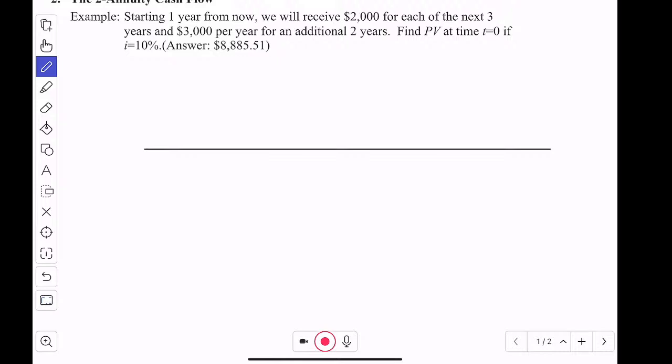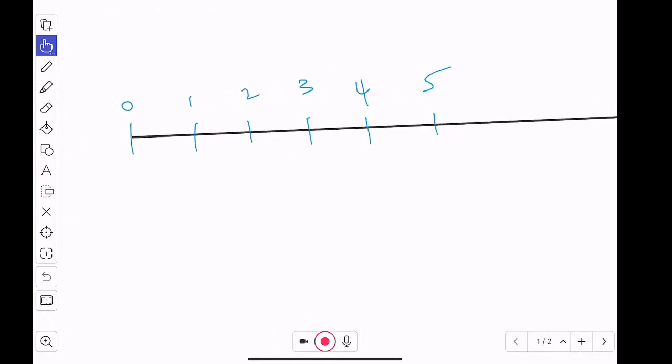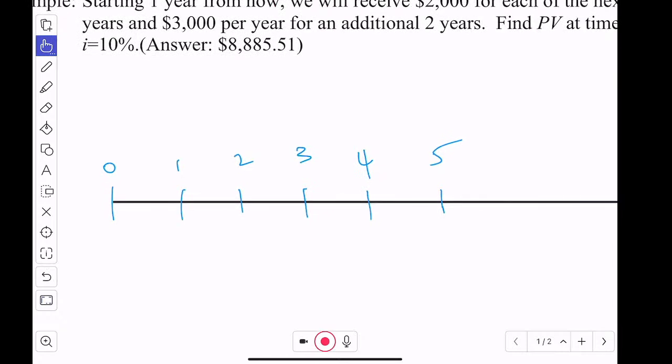All right, so I am going to receive $2,000 for each of the next 3 years. Okay, so 0, 1, 2, 3, and then 3,000 for 2 more. I could have made this bigger, couldn't I? It's okay. 4, 5, okay. I can't erase my line. So it's 2,000 for 3 years, and then 3,000 for 2.